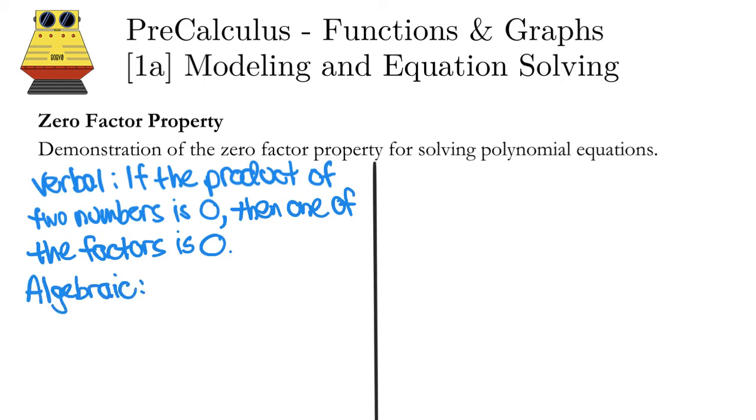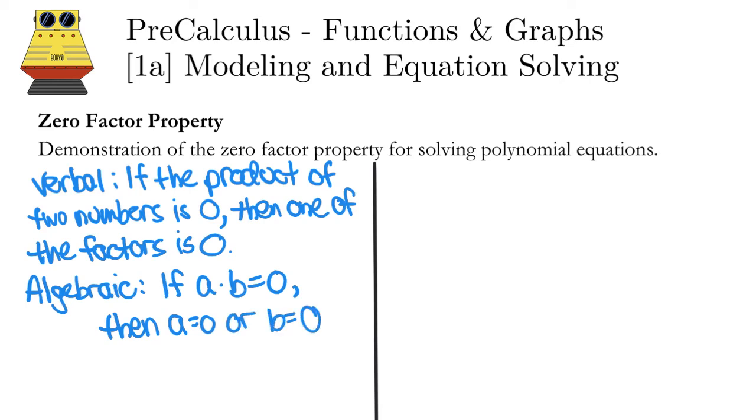The algebraic way to say this is if a times b is equal to 0, then a equals 0 or b equals 0. I need to point out, however, that a or b could be more than just a number. It could be an expression, it could be a polynomial, it could be a function. So keep that in mind as we solve equations.